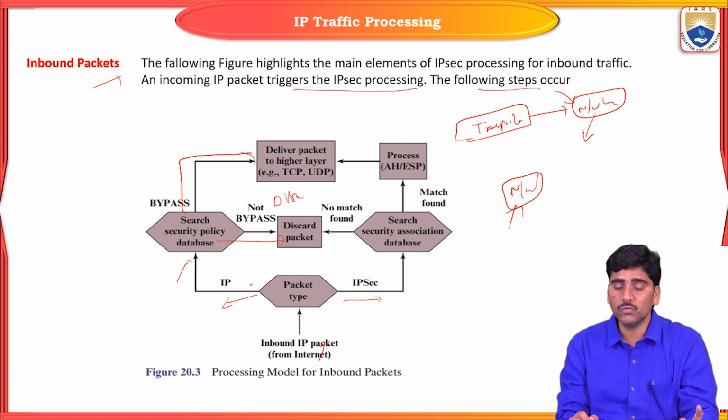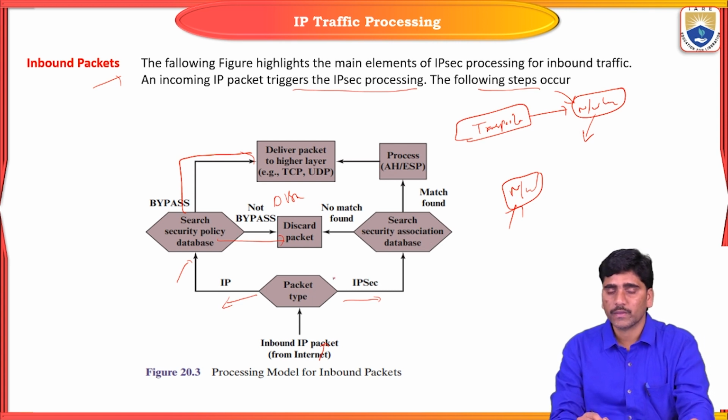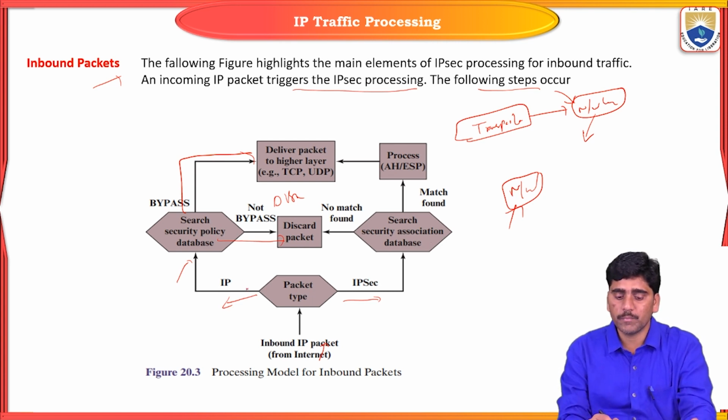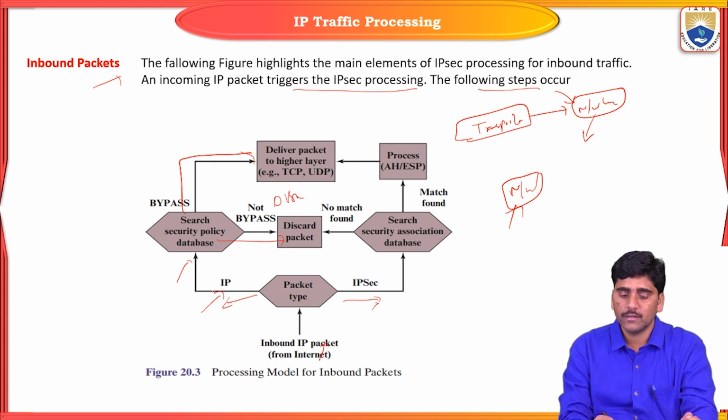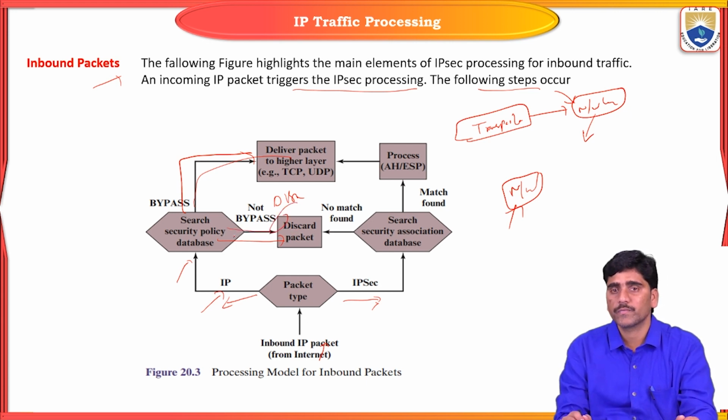So here two actions are performed. First of all, it checks whether the packet received at this layer is either an IP packet or an IP secure packet. If it is an IP packet, then it searches for the security policy database, and if a match is found, then it bypasses to delivering the packet to the next layer. If it is not found, then it is not bypassed and it is discarded.